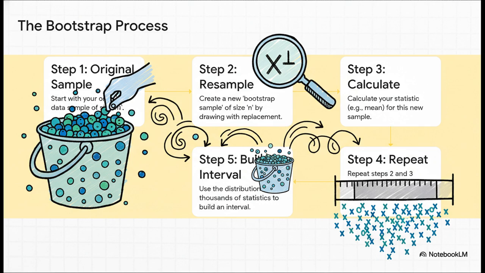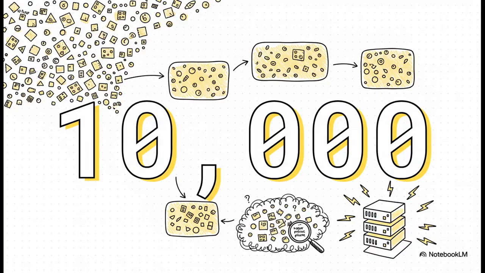Then, you do it again, and again, and again. You repeat this thousands of times. At the end, you've got this huge pile of thousands of means, and just by looking at how spread out they are, you get a beautiful, direct picture of your uncertainty. And when I say thousands, I mean it. We're often talking 10,000 times or even more.